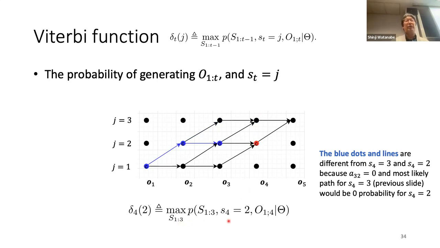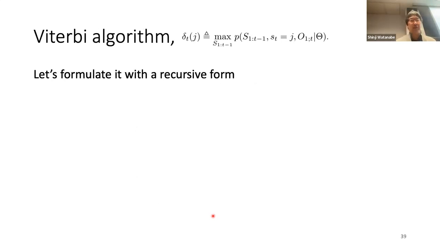So this function depends on the position: for each position, we will have a different max over S1, S2, up to S_{T-1} that we could get. This is a definition, but it is actually the key function to find the most likely path. So let's formulate it in a recursive way. I think it is similar to what we have done in the forward and backward algorithm.